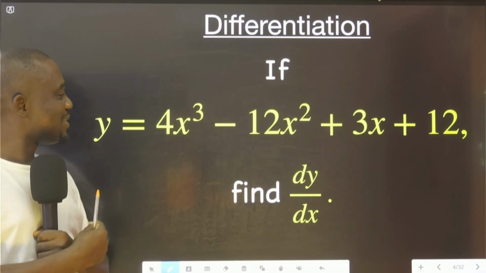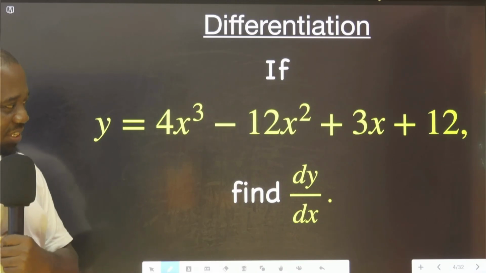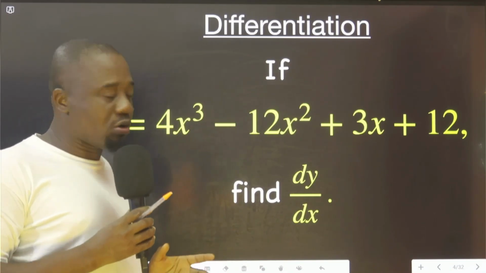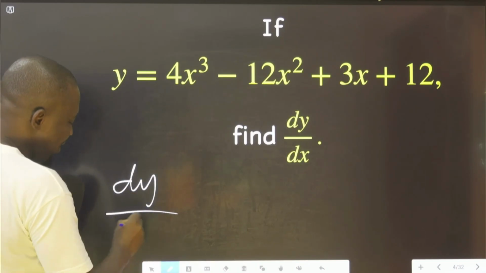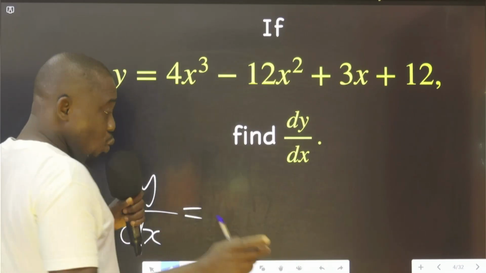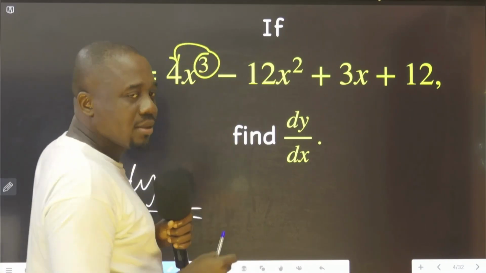Let's solve this. It's saying if y is equal to this, we should find dy/dx of this. We're going to use the general rule. Here, dy over dx is equal to, what we are saying is, move this to meet 4.